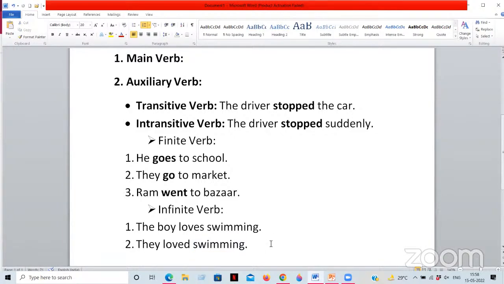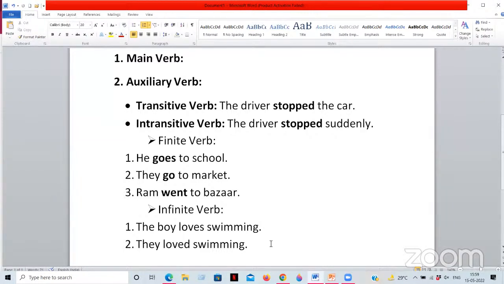Now let's move to sentence. Is there any question? Is there any query you can ask me? Do you have any query? No, sir. No? Okay.